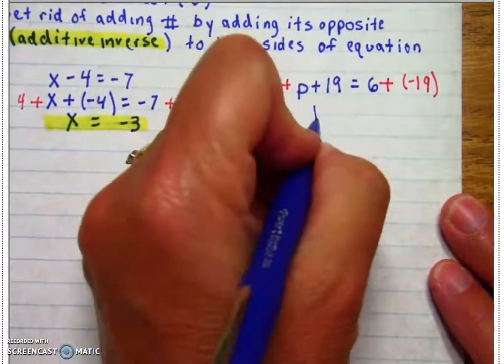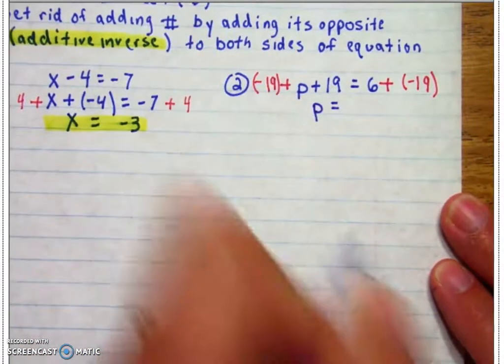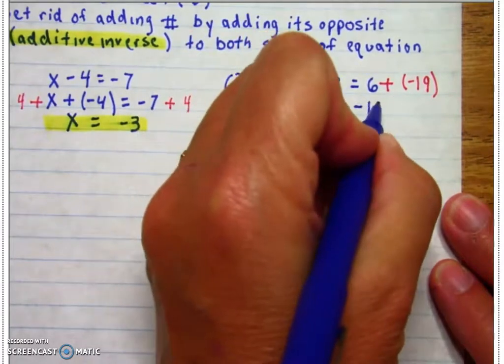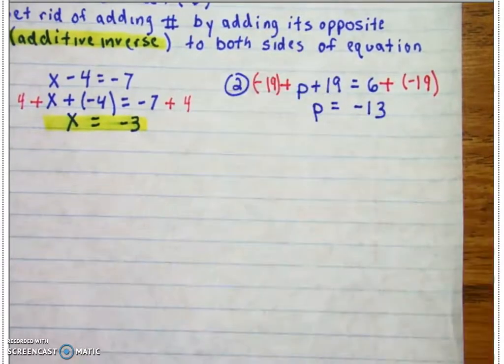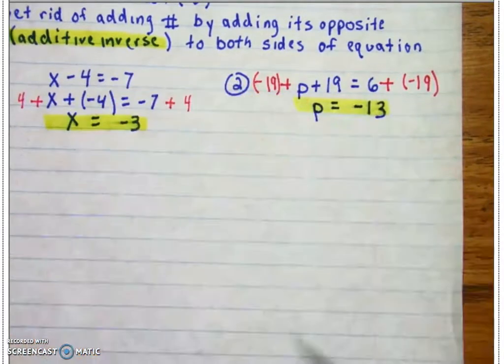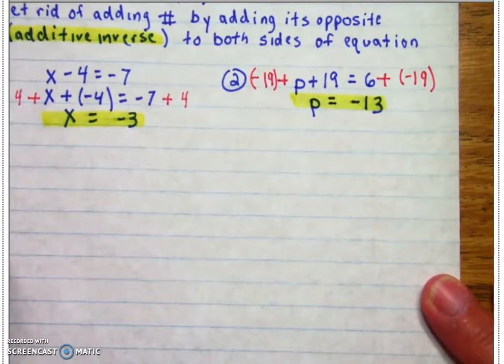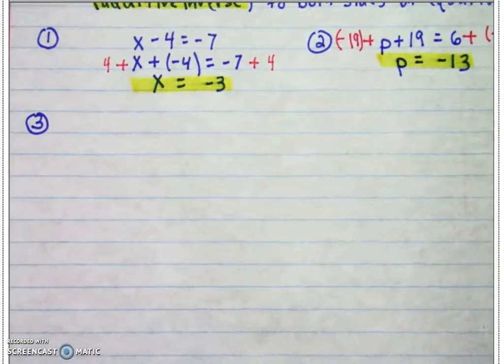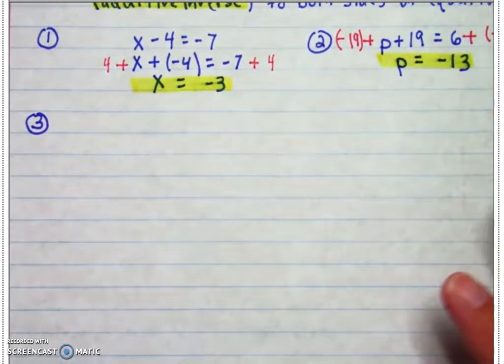So here we have p equals, because 19 and -19 cancel out, and then 6 plus -19 will give me -13. And that'll be my final answer. And again, highlight or circle. Again, I would like to see your work in pencil, because if we get face-to-face, I require pencil. Okay? All right, let's try another one.